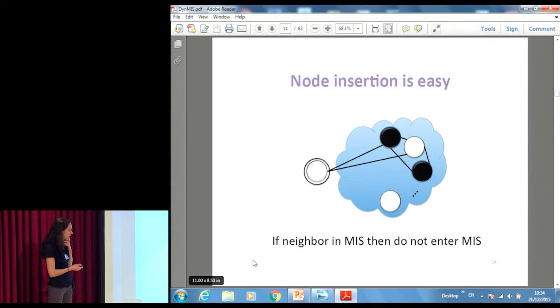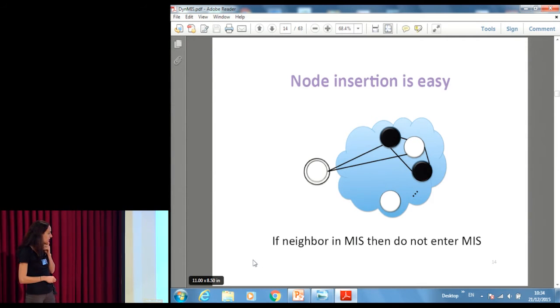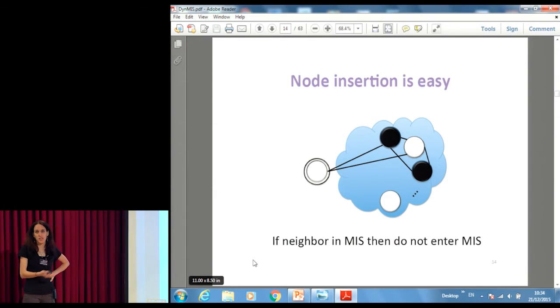So let's look at this example. Suppose I insert this node over here. It's white, but it's just because it didn't decide yet. It just looks at its neighbors. If it has a neighbor in the MIS, then it stays out. Okay, it sends them a message. Maybe they learn that there's a new node that is their neighbor, but if it doesn't say anything in the next round, then they realize that it's not in the MIS.